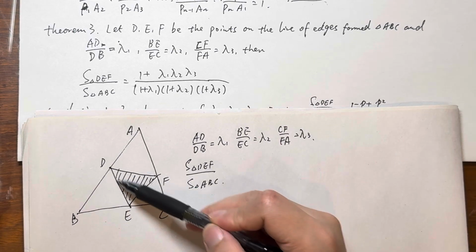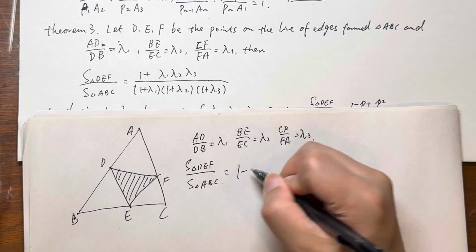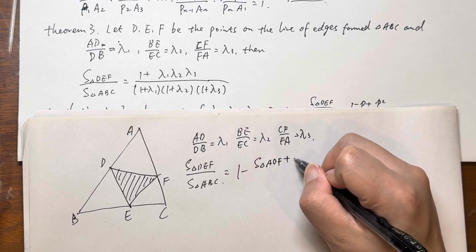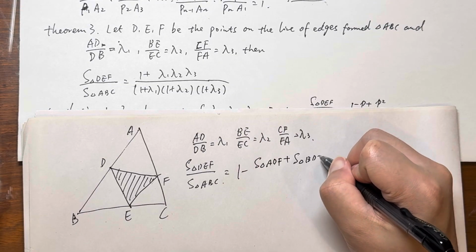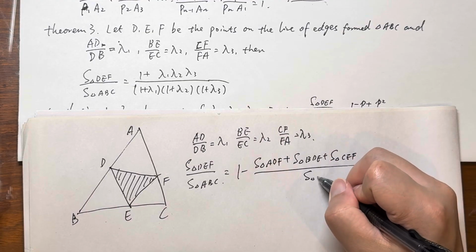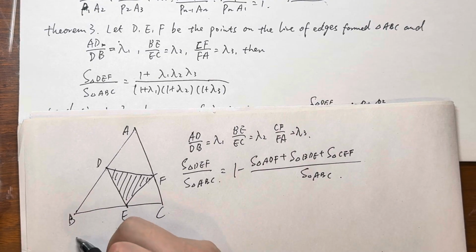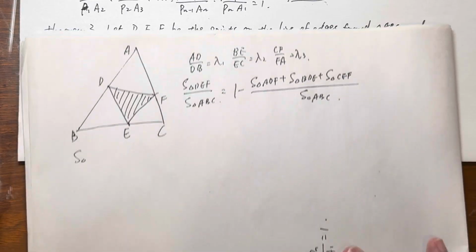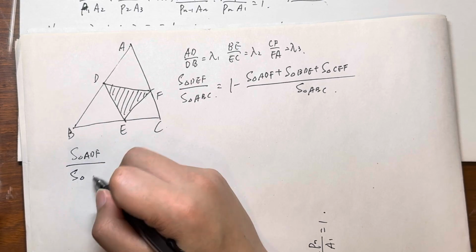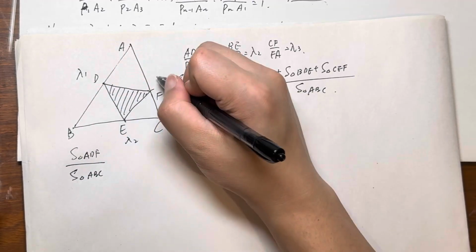We want to calculate the area ratio of this triangle to this triangle, which can be rewritten as 1 minus the area of triangle ADF plus the area of triangle BDE plus the area of triangle CEF, to the area of triangle ABC, right? And for the area of triangle ADF to the area of triangle ABC, let's just write it down here.